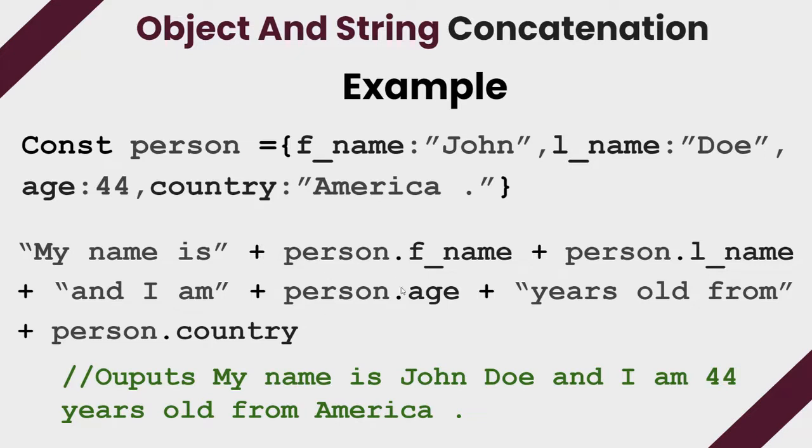So the person dot f underscore name here actually represents the value of John, and the person dot l underscore name represents the value of Doe. Next, it is also concatenated with I and I am, with the person dot age concatenated with years old from, and then person dot country. So this concatenation would actually give you a full sentence, which would output my name is John Doe and I am 44 years old. So we'd also be seeing this example on VS Code and some other types of examples.